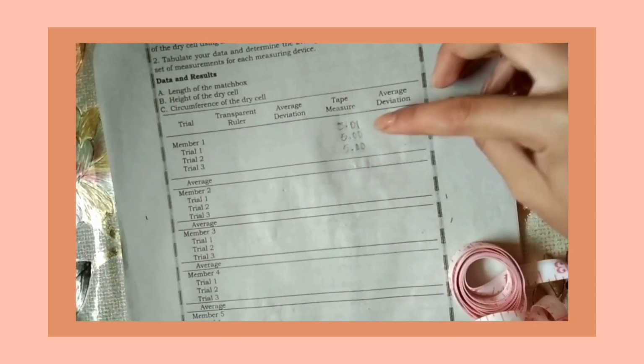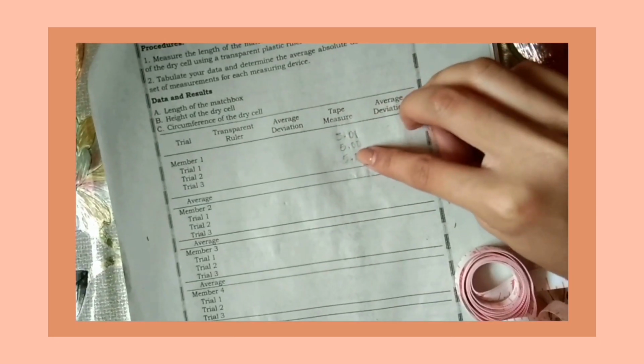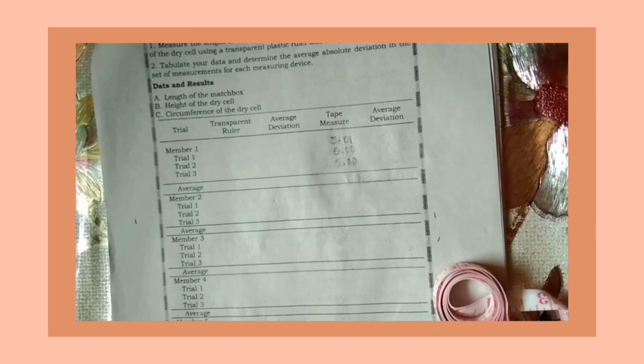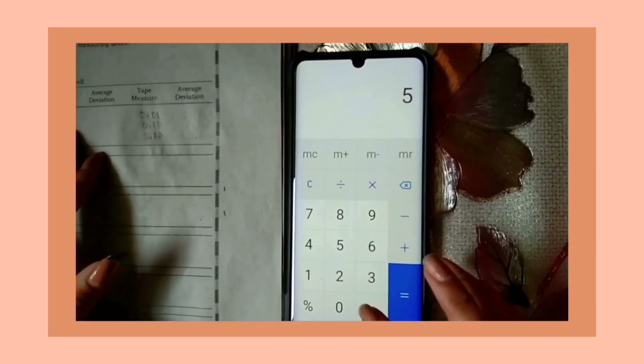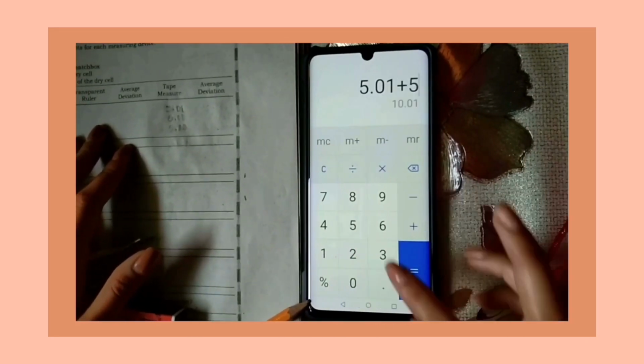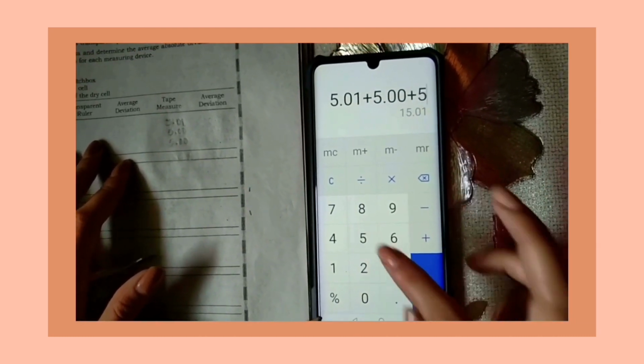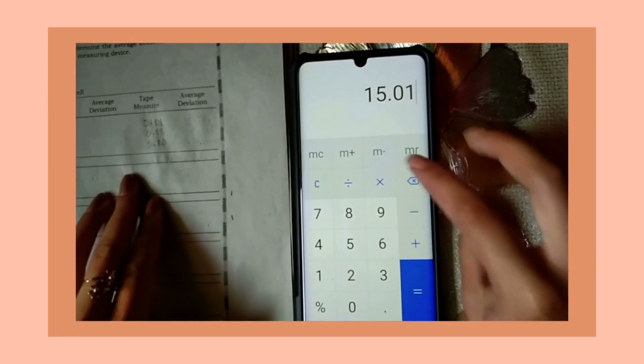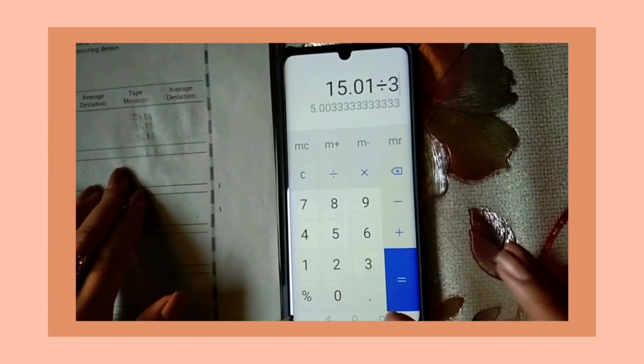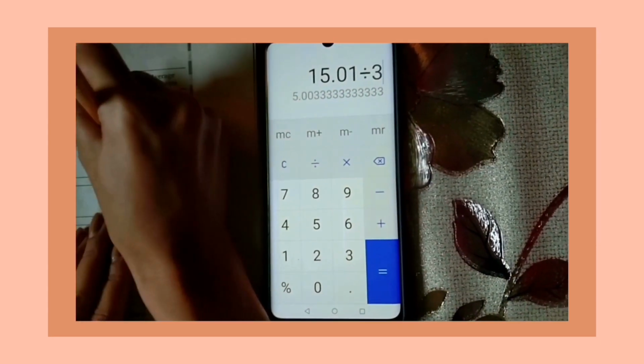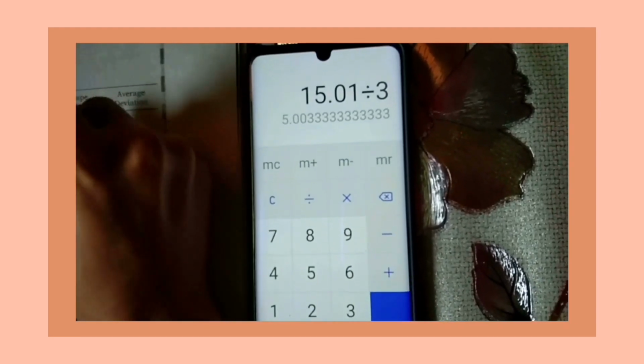To get the average of tape measure, we need to add this 3 and divide it by 3. 5.01 plus 5.00 plus 5.00 equals 15.01 divided by 3 equals 5.0033.